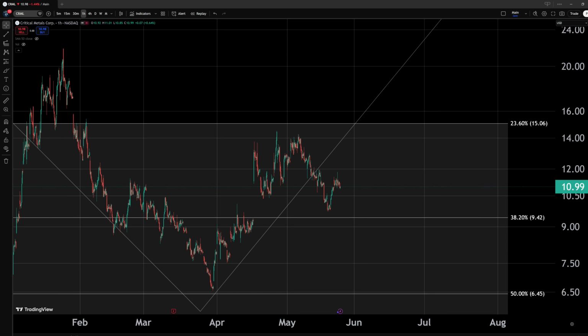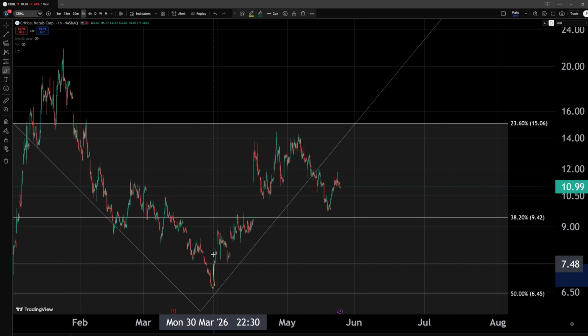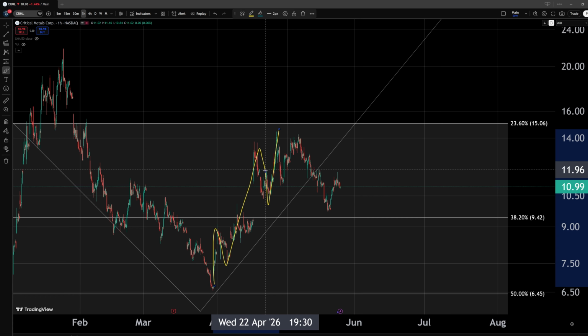In this video, we are looking at critical metals. It is time for an update. And on this chart, previously we have been looking for a potential 1-2 setup where we have identified an initial 5-wave move to the upside.